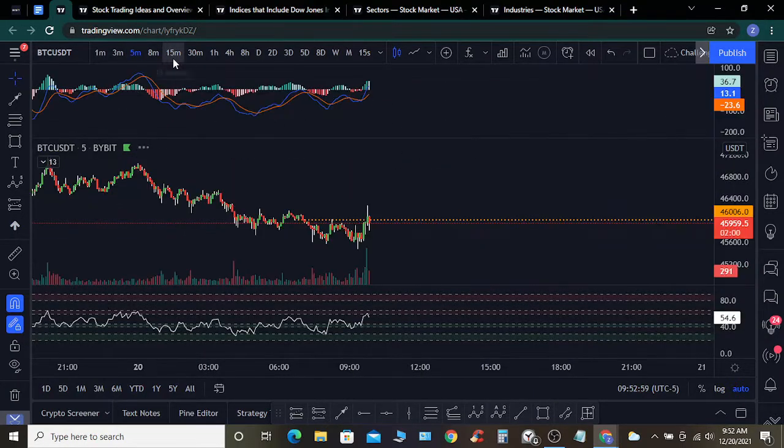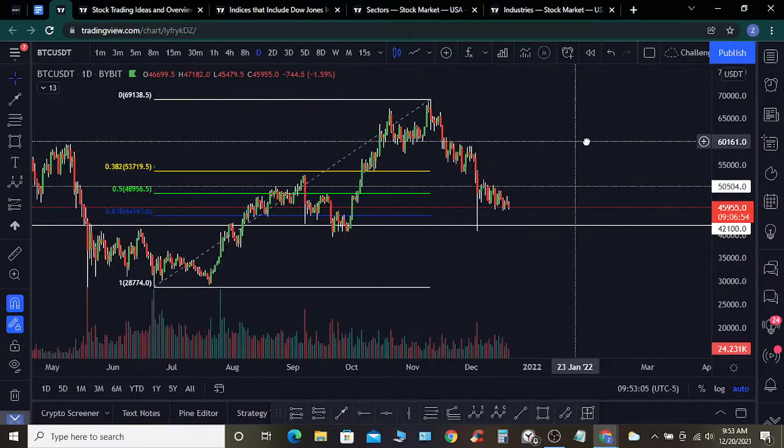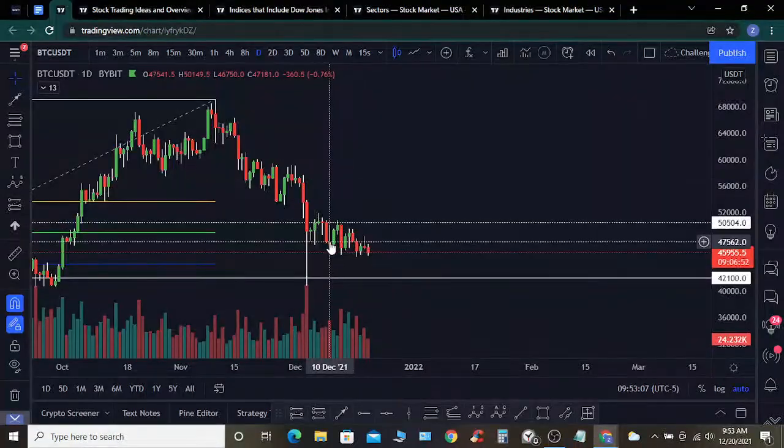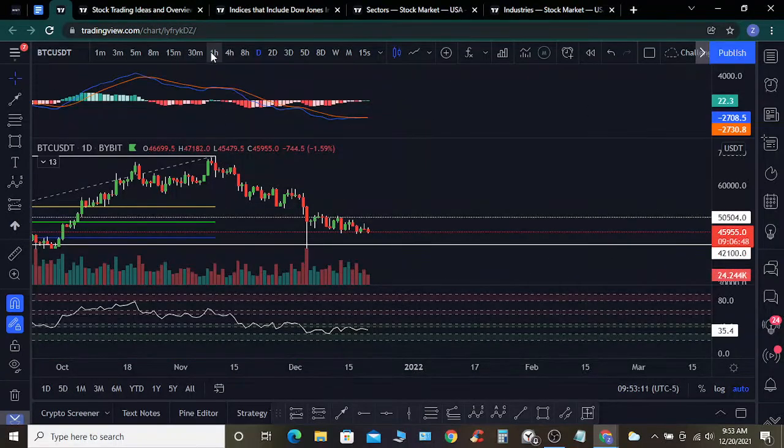So let's take a look at the daily chart and that kind of stuff. You can see that we had wicks at the bottom here. Yeah, so let's go to the 1 hour chart.